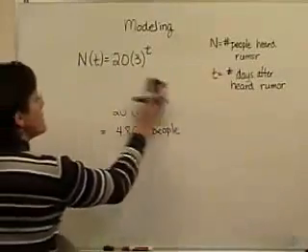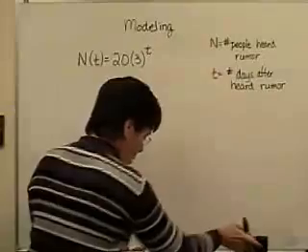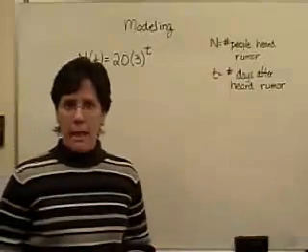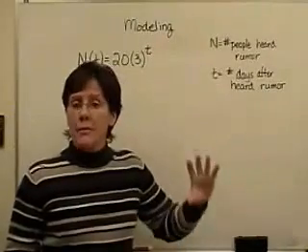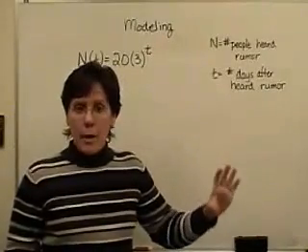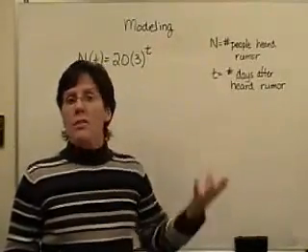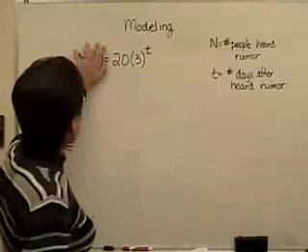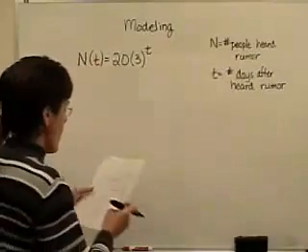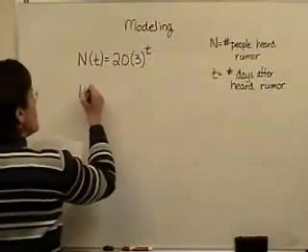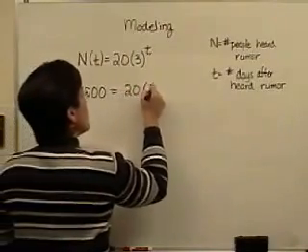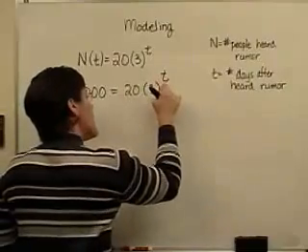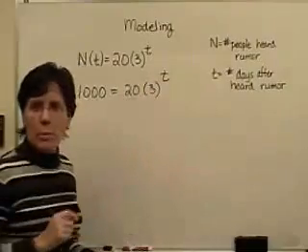Part B says, when will 1,000 people have heard the rumor? So the last problem we put a value in for time and we found the number of people. In part B, it says, here's the number of people. It's 1,000. So the left side of this equation should be represented by 1,000 people. And I want to find out when 1,000 people will have heard that rumor.